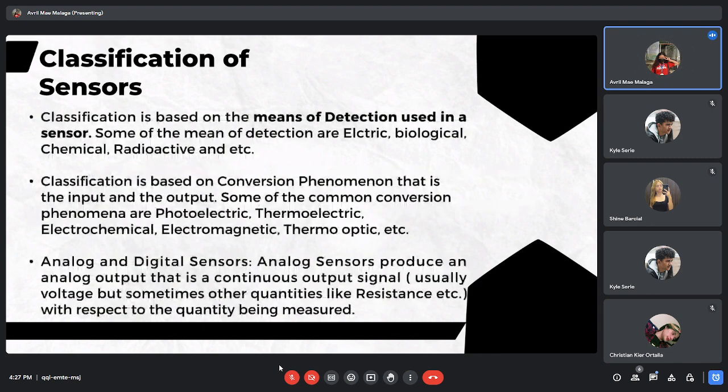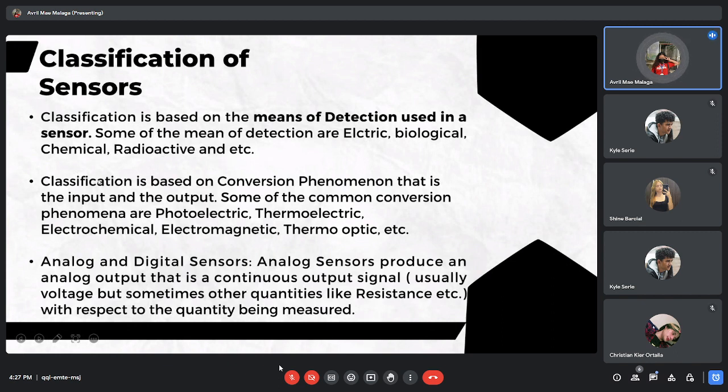And next, the second classification is based on the means of detection used in a sensor. Some of the means of detection are electric, biological, chemical, radioactive, and so on.